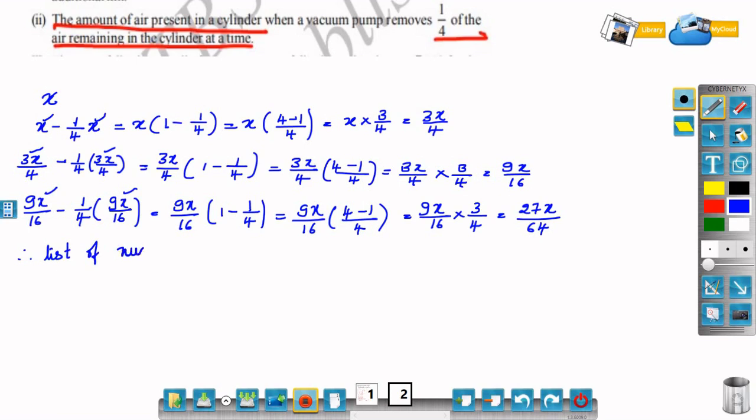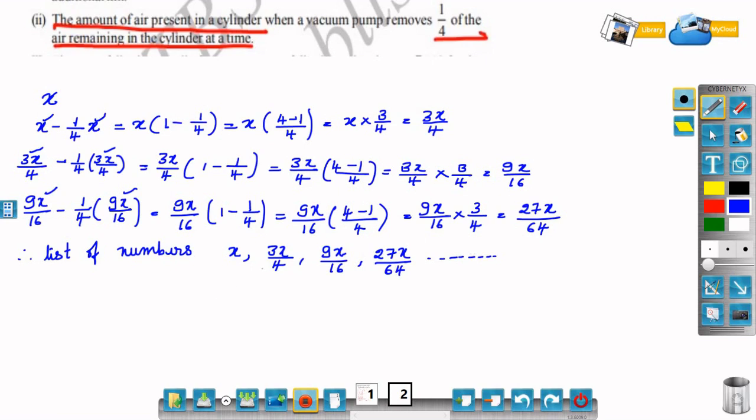Therefore, list of numbers to represent the amount of air present in the cylinder. List of numbers to represent the situation, amount of air remaining in the cylinder is x. In the initial stage it had x, after that 3x by 4, after that 9x by 16, after that 27x by 64, and it goes on like this.